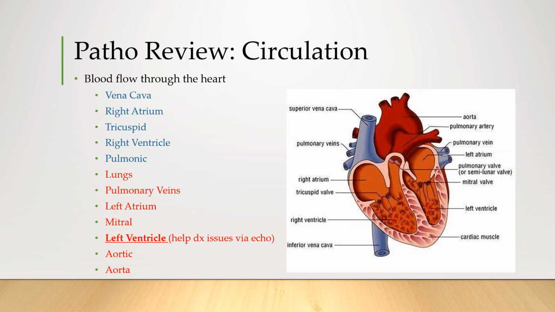Patho review. You have your vena cava, the right atrium, the tricuspid, right ventricle, over the pulmonic, over to the lungs, pulmonary veins, left atrium, mitral valve, left ventricle, aortic, and then aorta.